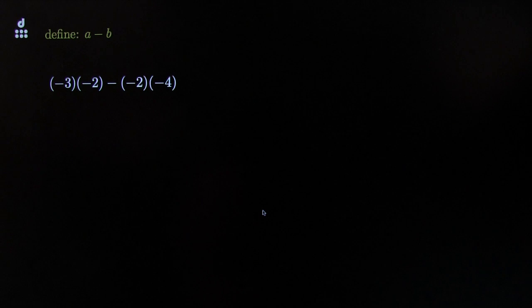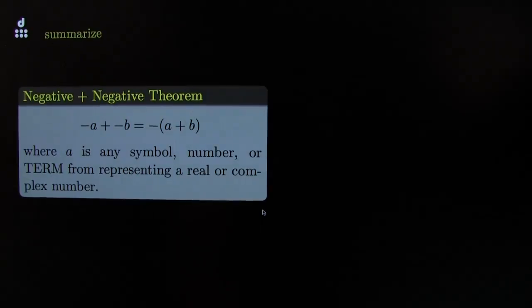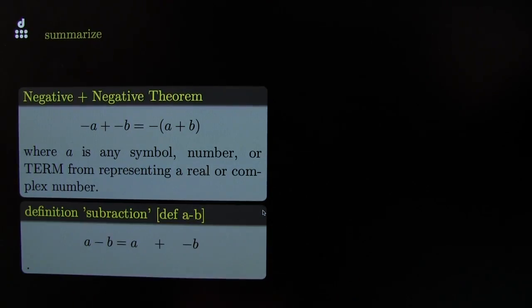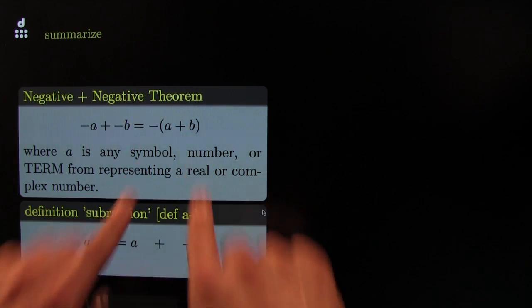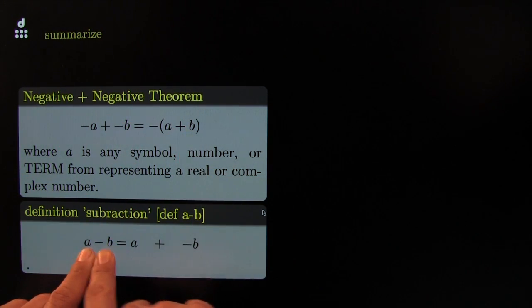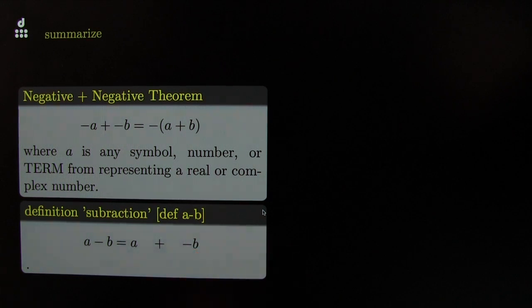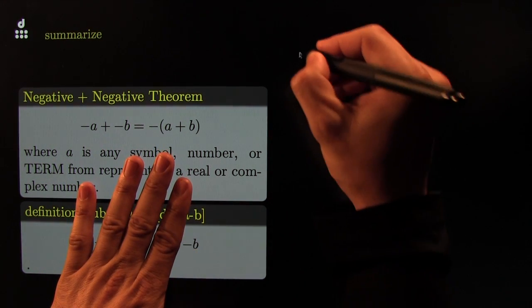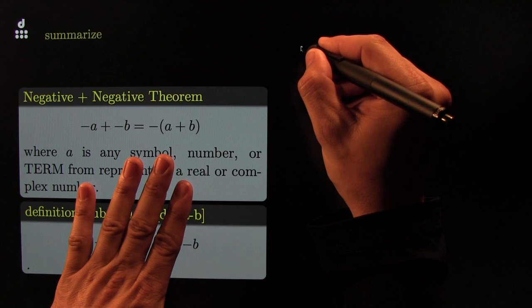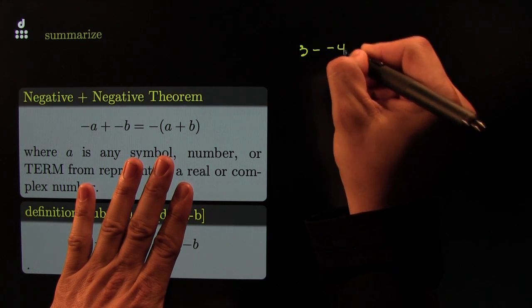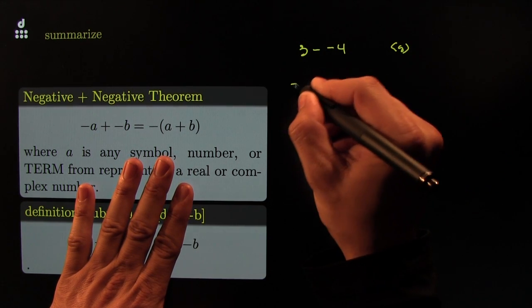Very nice example. Maybe we try one more example. Maybe we summarize. We've done the negative plus negative theorem. Two negative pieces give you a bigger negative piece. To subtract means replace it with a plus and stick that negative there. Maybe I do want something more for you. Sometimes you have to do something like this. 3 minus negative 4. That one comes up a lot, so maybe I should talk about it just a little bit.